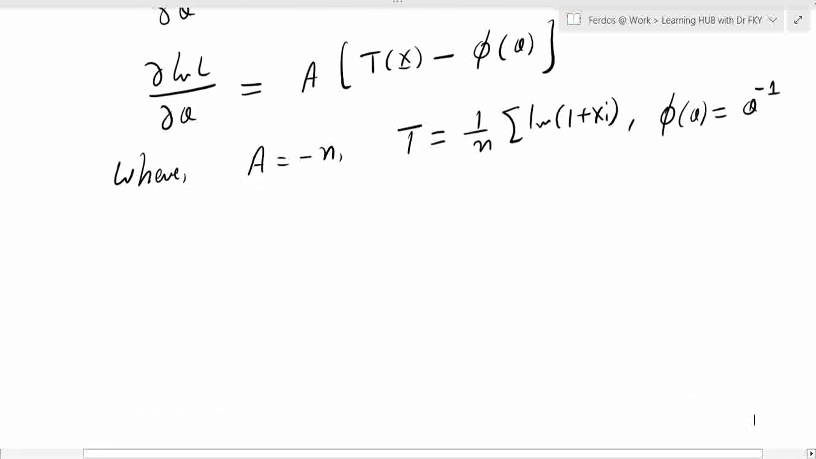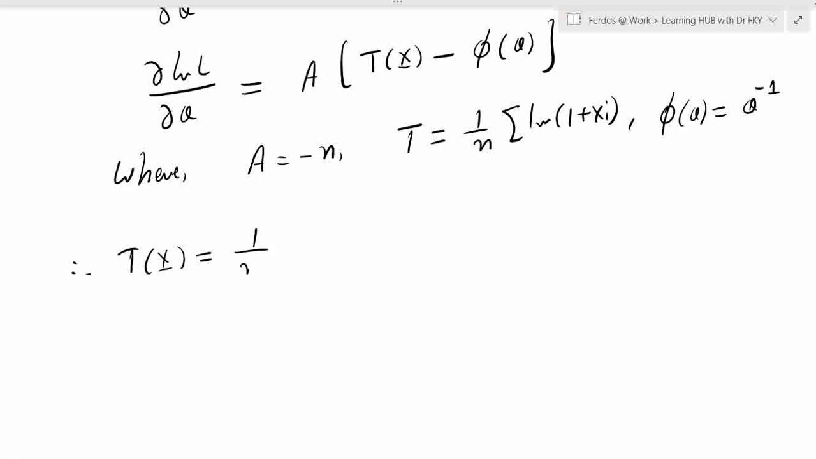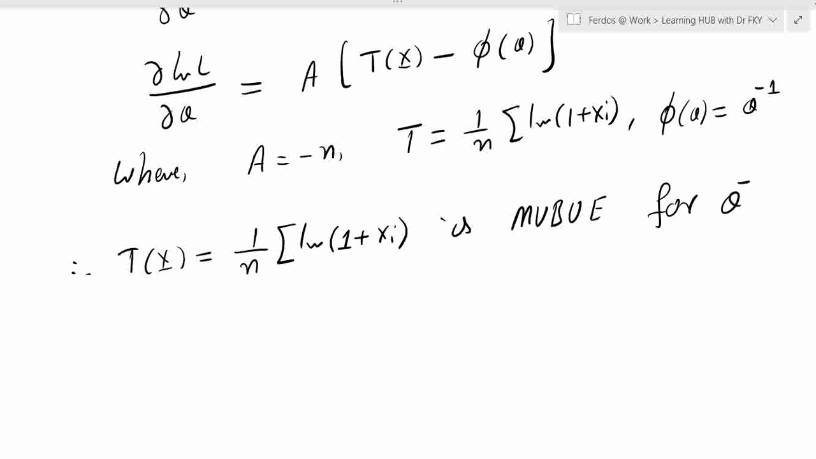Therefore, we can express successfully t of x, that is equal to 1 divided by n, summation of natural log of 1 plus xi, as the MVBUE for the function of theta, this one. So the one question is solved.